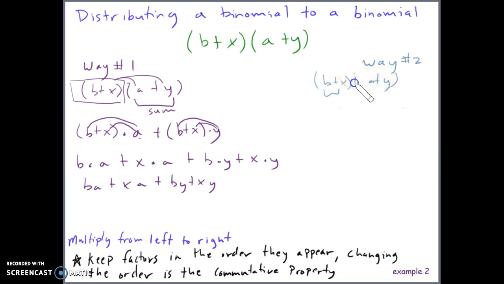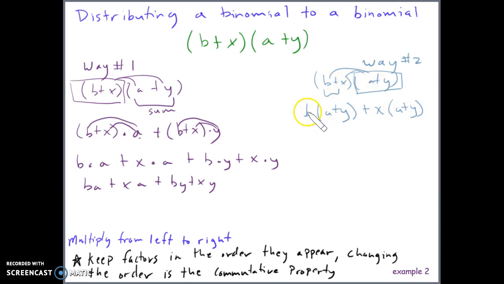Let's go ahead and distribute this set of parentheses to our sum. If we did it this way, what we would have is b times (a plus y) plus x times (a plus y). So I'm multiplying this a plus y to the b, and then I'm multiplying it to the x, and you can see that right here.